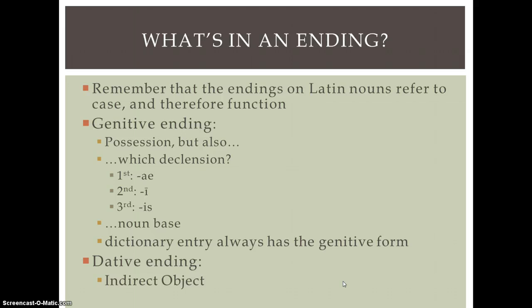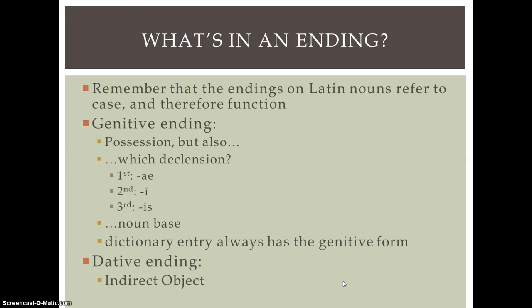So let's review. I know you've already learned this stuff, but it's always nice to do a little review from time to time. What's in an ending? Why do we have to know the endings? Well, you need to know the genitive ending for essentially three reasons. The first is that the genitive ending tells you that the noun is functioning as a possession, that noun is showing possession over another noun. But the genitive form does so much more than that.